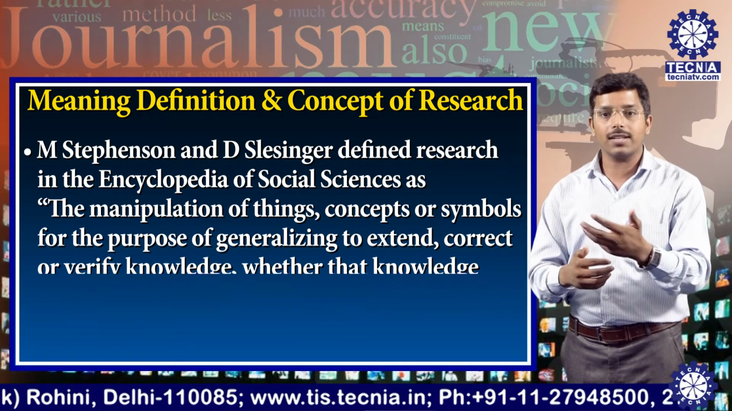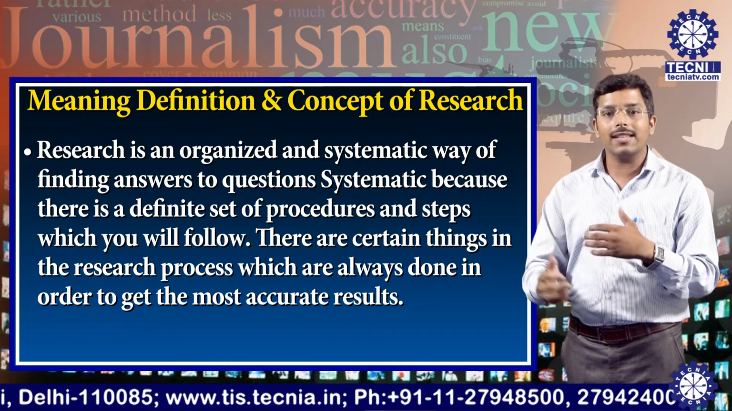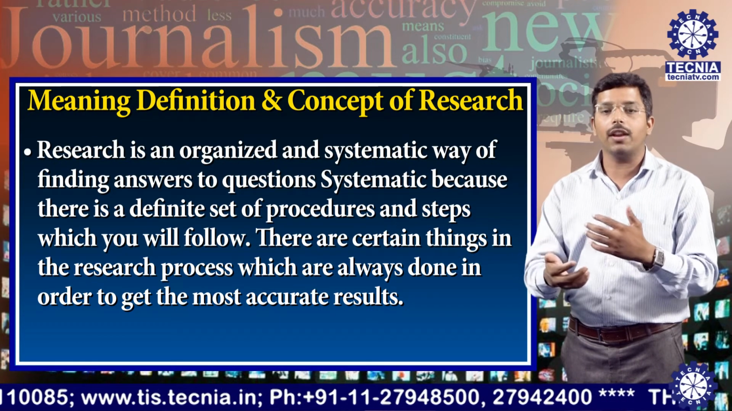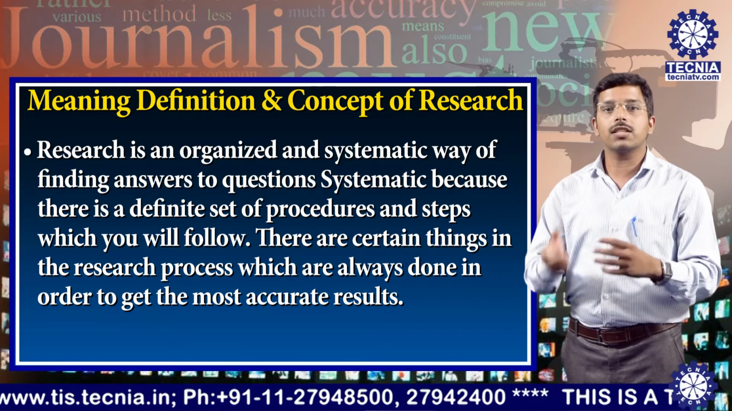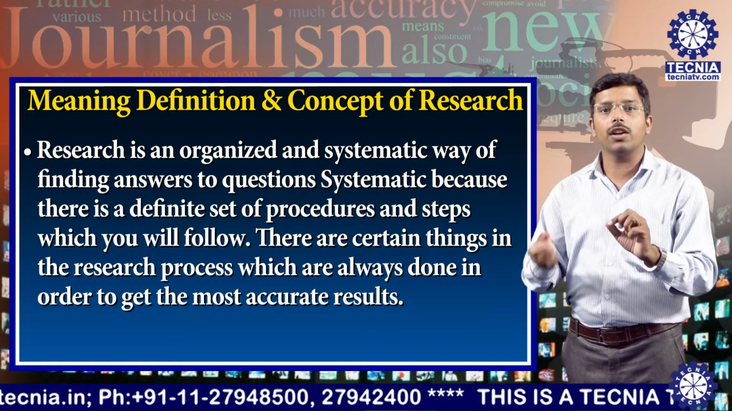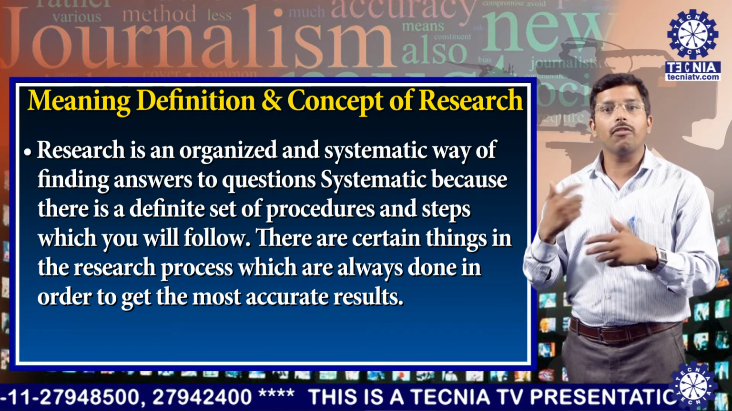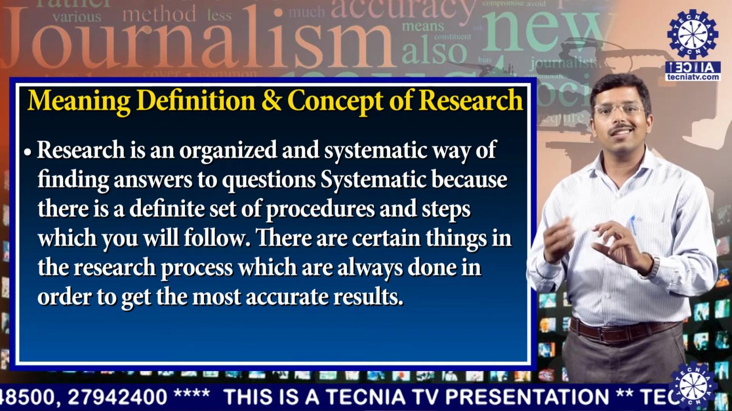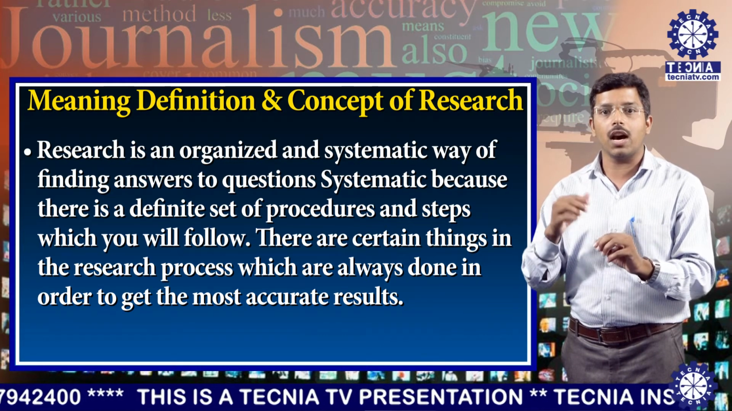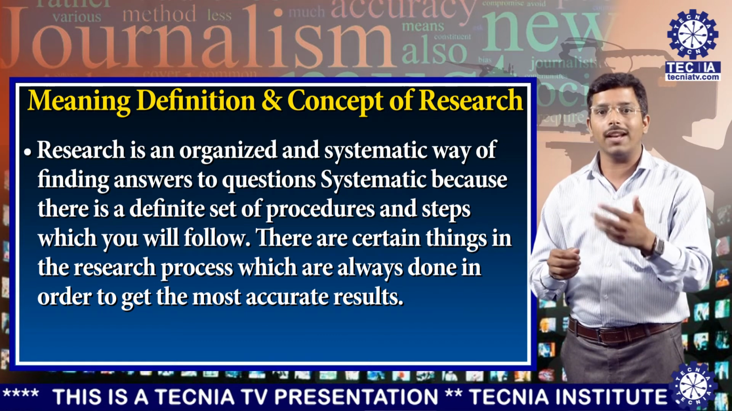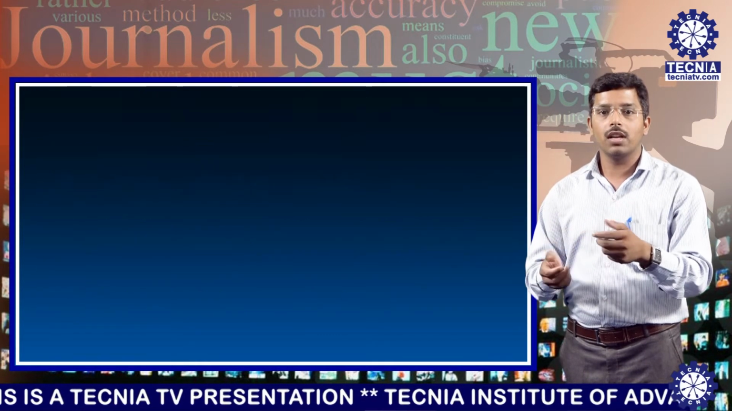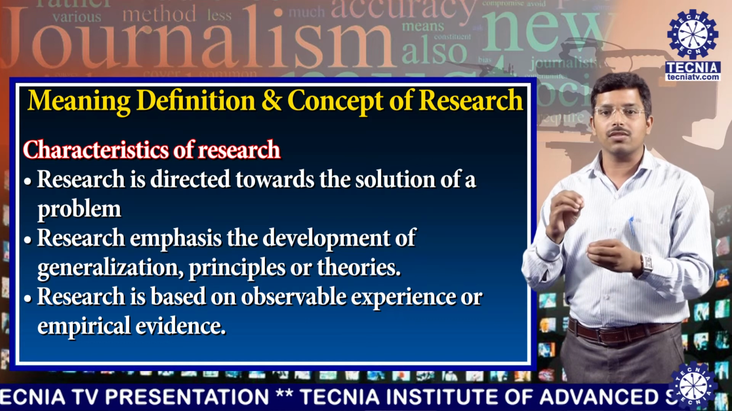Research is an organized and systematic way of finding answers to questions. It is systematic because there is a defined set of procedures and steps which you will follow. There are certain things in the research process which are always done in order to get the most accurate result. Characteristics of research.